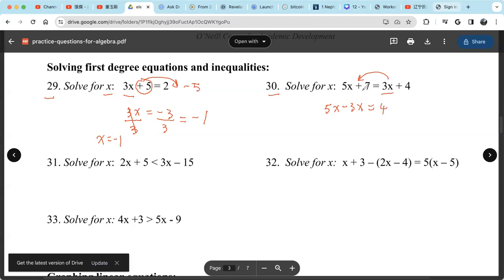At the same time, we want to move this positive 7 to the other side. Positive becomes negative. 5x minus 3x is 2x. 4 minus 7, that's negative 3. Divided by 2 on both sides. So we'll get 1x equals negative 3 over 2.